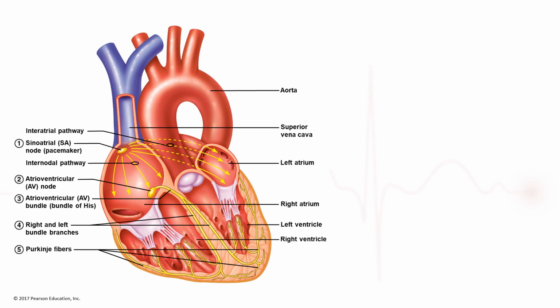So in the last lecture, we established what the sinoatrial node, the SA node, is. Okay, it is located in the upper right atrium of the heart. It is a collection of cardiac muscle fibers that looks just like all the other cardiac muscle fibers in the heart, except the SA node is a special collection of cardiac muscle fibers that are capable of generating their own action potentials.